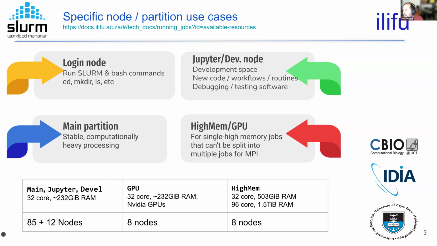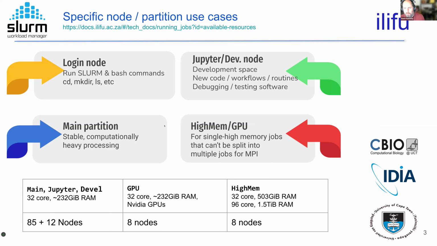Think of this as a development space for testing new software, plotting results, building workflows, debugging, or demonstrating things like Jeremy did earlier. Then there's the main partition. So this is where most stable and computationally intensive jobs are executed. By stable, I mean the code isn't changing. It's an established process that only differs in input and output. Parallelism is possible, or jobs may be split into smaller tasks.